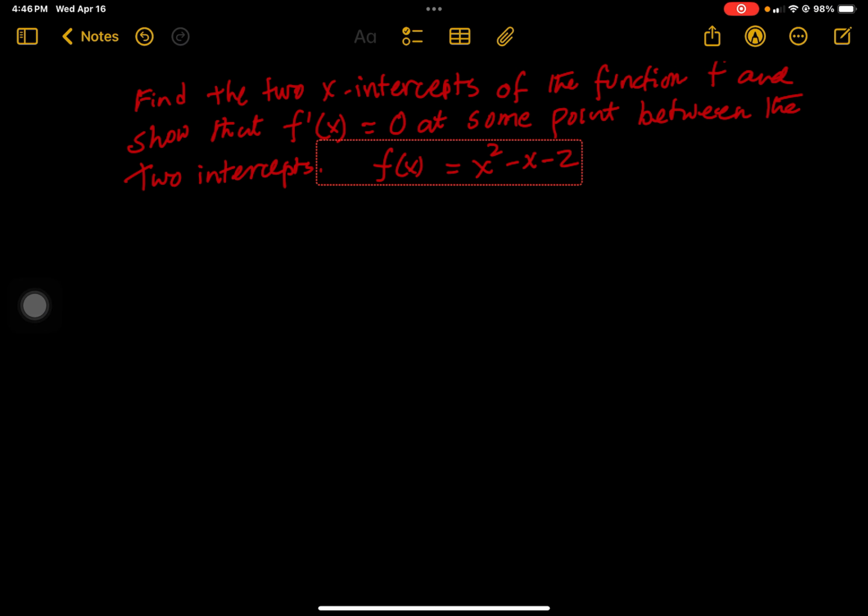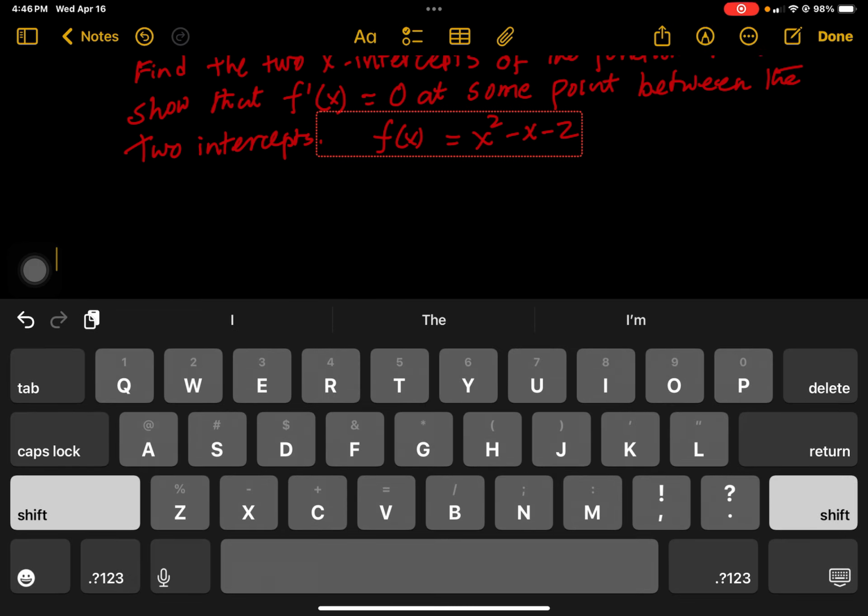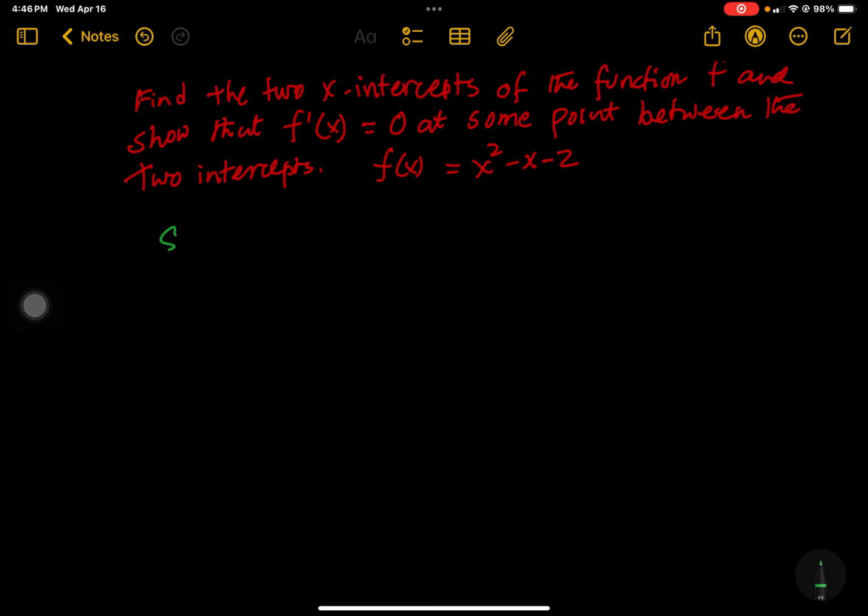Find the two x-intercepts of the function f and show that f prime x is 0 at some point between the two intercepts. The function f is f of x equal to x squared minus x minus 2. So let's solve this problem.